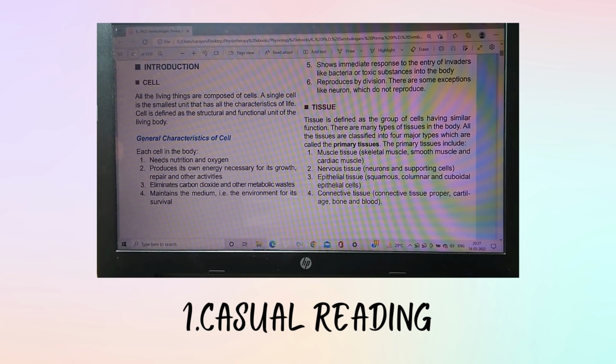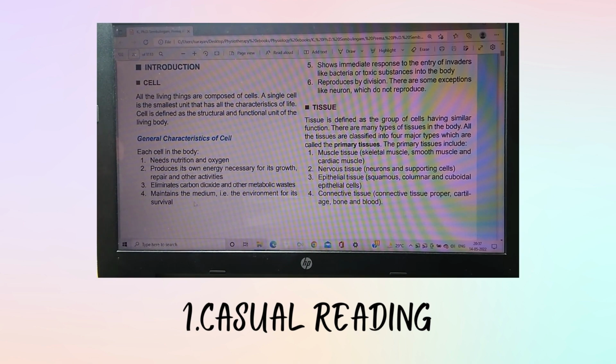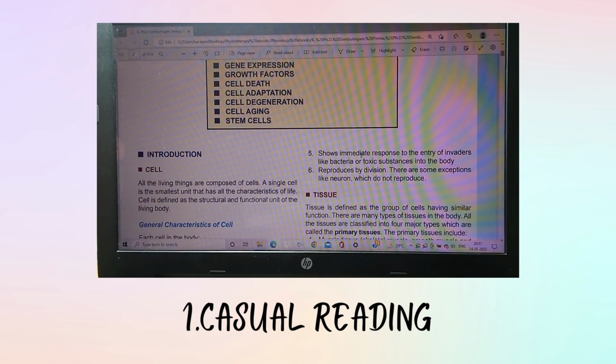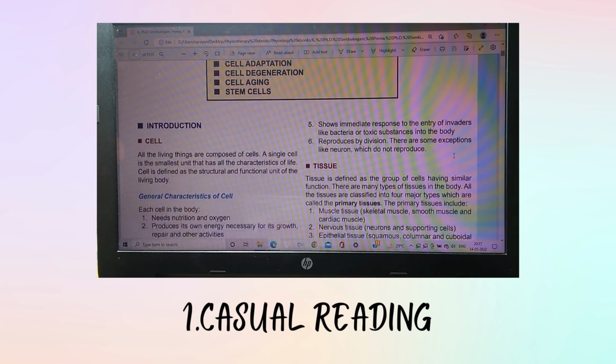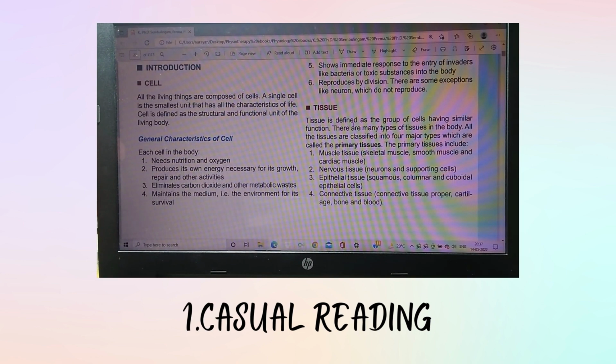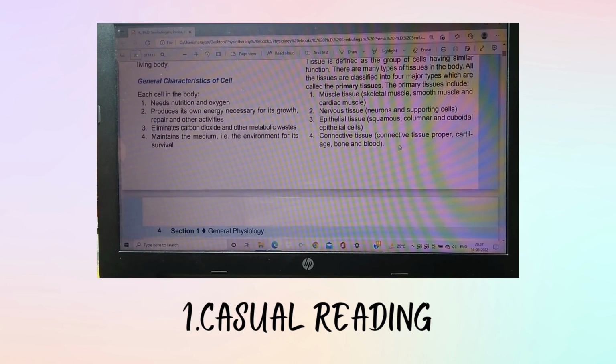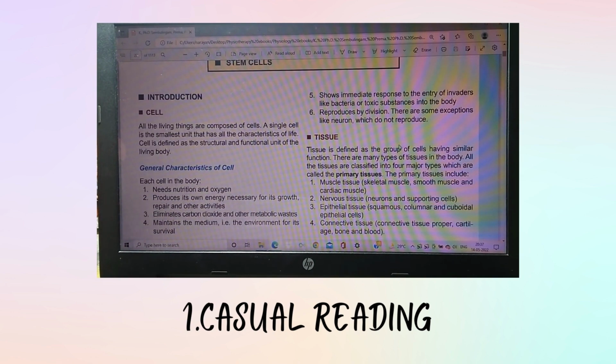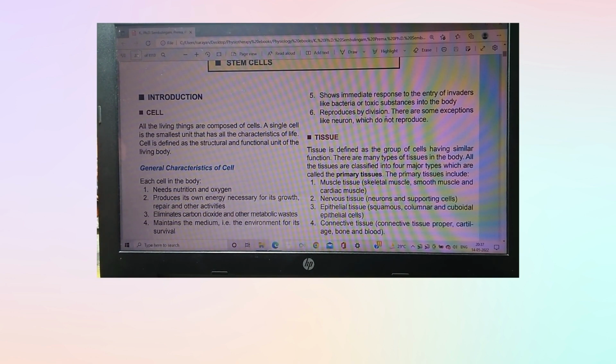Just reading, general characteristics of a cell: needs nutrition, oxygen, produces its own energy, carbon dioxide is eliminated, maintains the medium, immediate response to entry of invaders, reproduces by division. There are some exceptions like neurons, which do not reproduce. Then tissue, what are tissues? Group of cells, there are primary tissues. So now till here you have understood what this is all about.